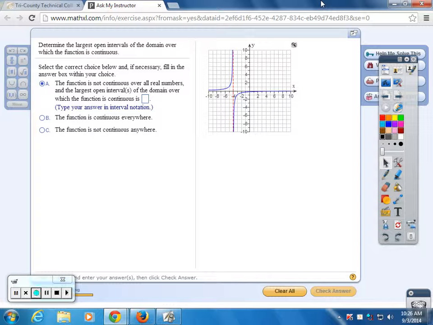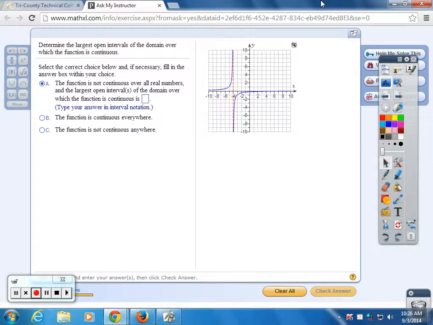Now, let's see what the question asks. Yes, sir. Yes, because that's where it goes. First of all, determine the largest open intervals of the domain over which this function is continuous. Now, I don't know how much I talked about domain with y'all. I know I talked about it a lot with my 102 class. When is the domain affected?